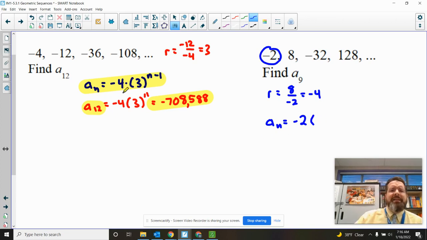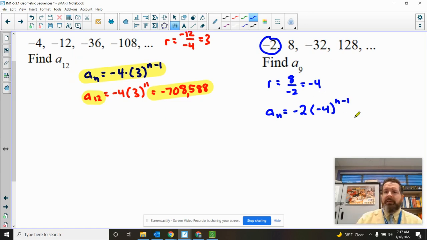I like to not put it in sometimes. That way you don't accidentally think it's a decimal. So more often than not, I'll write it this way. There we go. First term in the front, common ratio in the parentheses. So then to find the ninth term, -2 times -4 to the 9 minus 1, which is the 8th power.